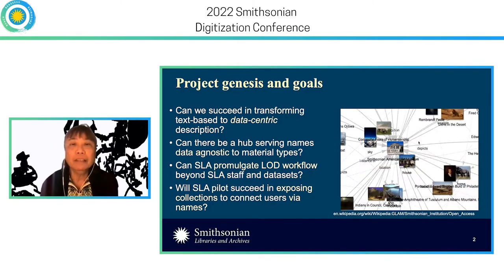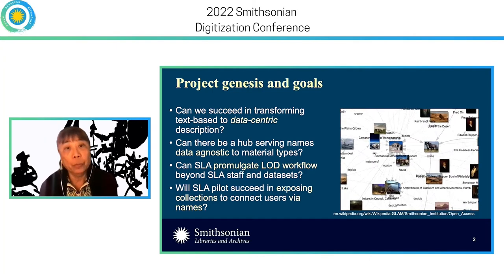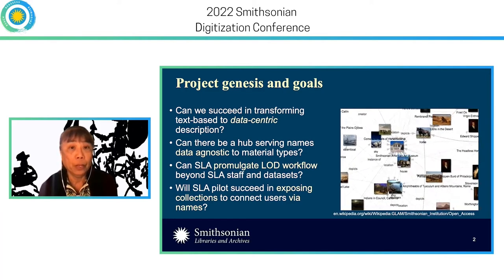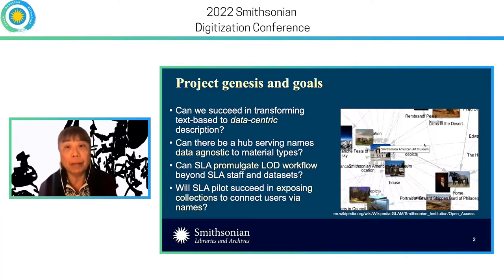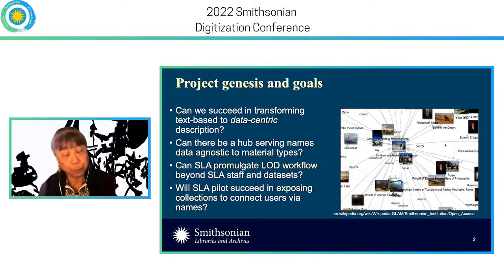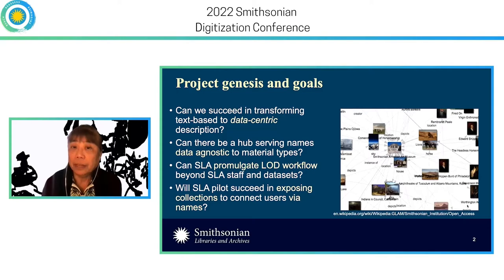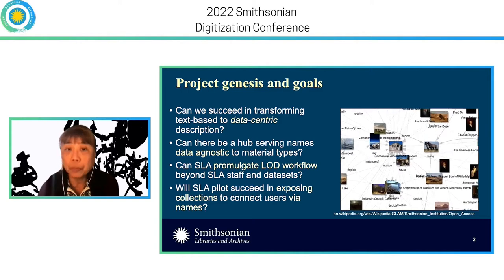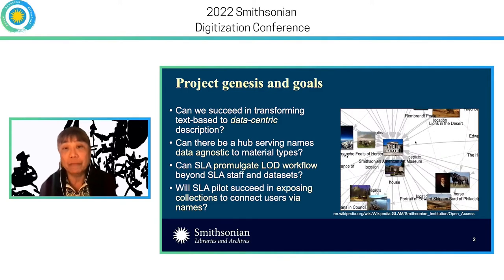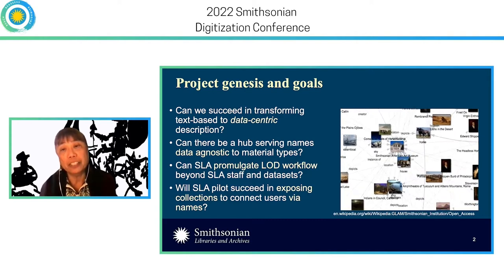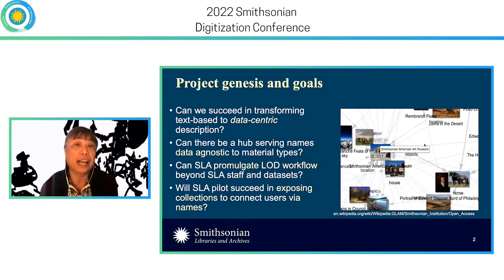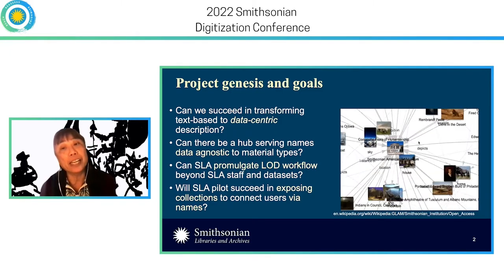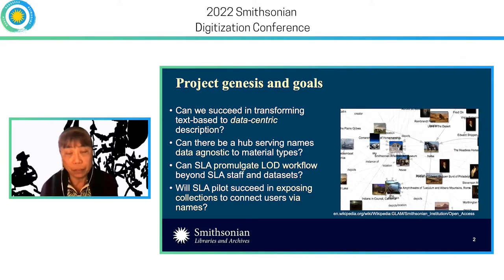Our project began with the following assumptions. Will the transition to data-centric description optimize user experience? Will there be a data-agnostic system that meets our expectations? Will the workflow devised from the experiment be replicable and adaptable beyond the professionally trained, experienced cataloging and metadata staff, so that the project participation will no longer be limited to a small group of staff? Will the description for names successfully expose connections between names and the collections?